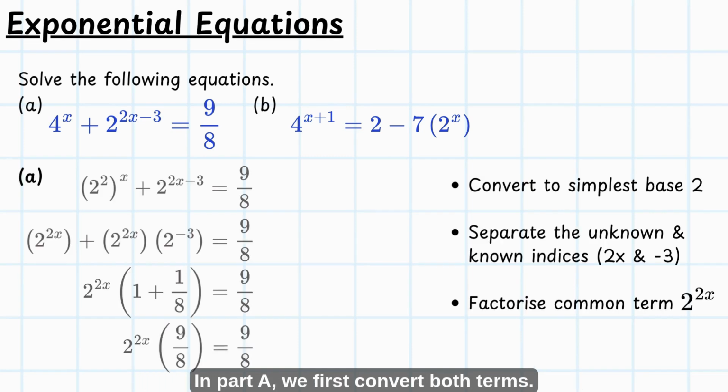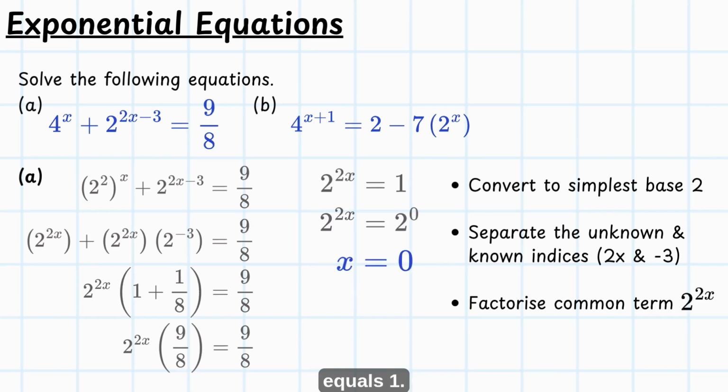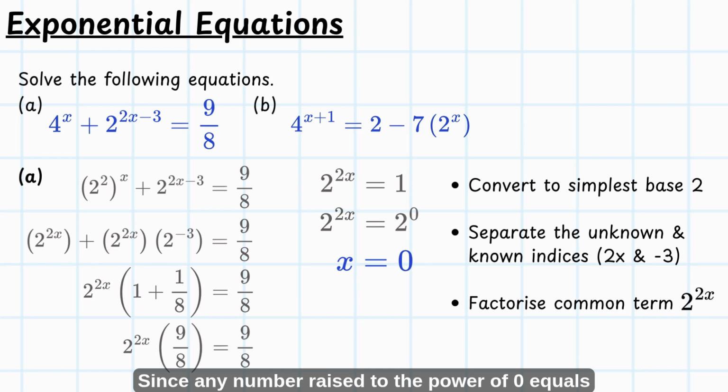In part A, we first convert both terms on the left side to base 2. Next, we separate the unknown exponent, 2x, from the known exponent, -3. Using the product rule, we rewrite the term as a product of two factors. At this point, we recognize that a common factor appears. Factoring and simplifying, we arrive at an equation where one side equals 1. Since any number raised to the power of 0 equals 1, we conclude that x must be 0.